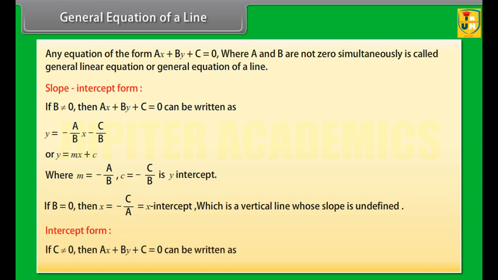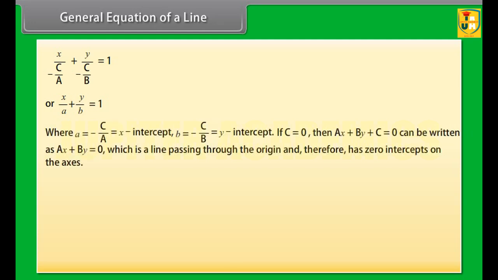Intercept form. If c is not equal to 0, then ax + by + c = 0 can be written as x/a + y/b = 1, where a = -c/a is the x-intercept, and b = -c/b is the y-intercept. If c is equal to 0, then ax + by + c = 0 can be written as ax + by = 0, which is a line passing through the origin and therefore has 0 intercepts on the axis.